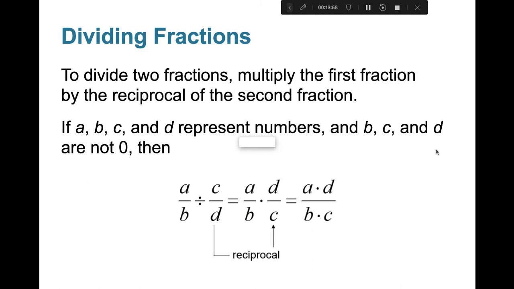When we divide fractions, we multiply the first fraction times the reciprocal of the second fraction. Okay? So if it says divide, we flip the second fraction and multiply. Never, ever, ever flip the first fraction. Only flip the second fraction.